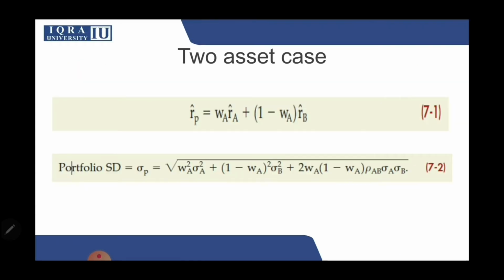Now this is the two asset case. So over here we are going to assume that there are only two assets, stock A and stock B. Now if you want to calculate the return of the portfolio, you already know how to do that. It is the weight of stock A multiplied by the return of stock A, plus 1 minus WA. So this means WB, because there are only two stocks in the two asset case, multiplied by the return of B. Now we also have the portfolio standard deviation formula. So if you want to calculate the standard deviation of the portfolio, this is the formula for that.